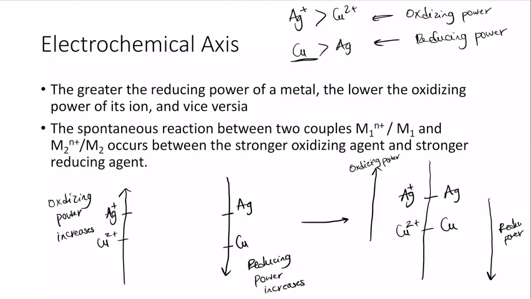So here we can say that Ag+ has a more oxidizing power than Cu2+, whereas Cu has a greater reducing power than Ag. So here, the greater the reducing power of a metal, the lower the oxidizing power of its ion, and vice versa. As you can see, because Cu has a greater reducing power, the oxidizing power of its ion becomes less. So the greater the reducing power of a metal, the less the oxidizing power of its ion.